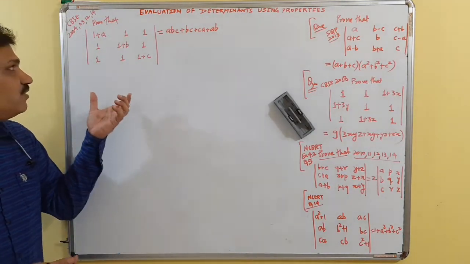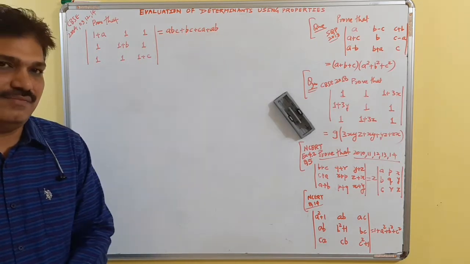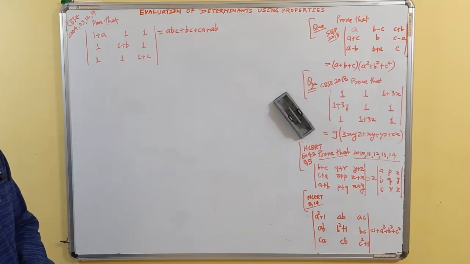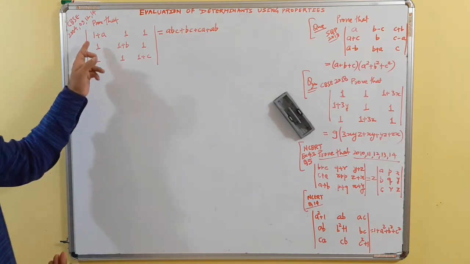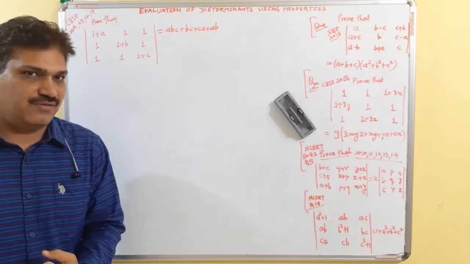See, here we have to prove that the value of this determinant is ABC plus BC plus CA plus AB. Here we can observe that if you add the elements row wise or column wise, it's not working, because here you are getting 3 plus A, here 3 plus B and 3 plus C. There is nothing you can take common.